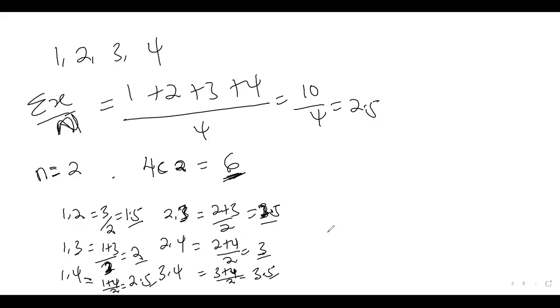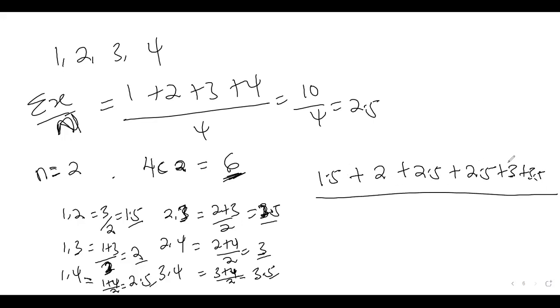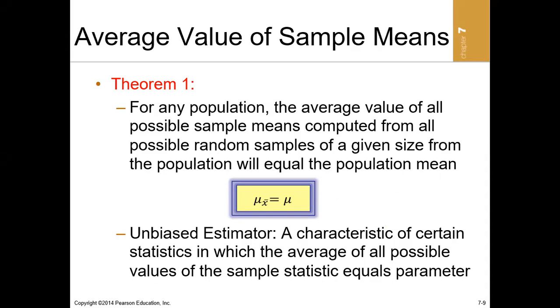Now let's find the average of all the sample means. If I find the average of all the sample means, I'm going to get 1.5 plus 2 plus 2.5 plus 2.5 plus 3 plus 3.5 all over 6, since there are 6 of them. And that will be 15 over 6, and that is 2.5, which is the same as the population mean of 2.5. So that is why this theorem says that for any population, the average value of all possible sample means computed from all possible random samples of a given size from the population will be equal to the population mean.